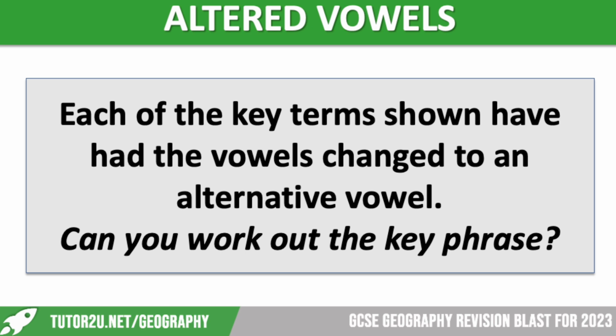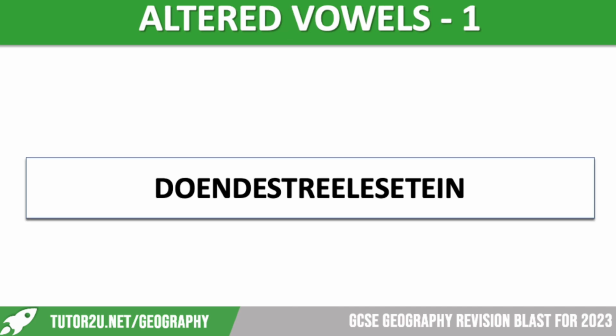So we're now going to move on to a round of altered vowels. Each of the key terms that you're going to see are reasons why the economy has changed in the UK. But each of the vowels in those key terms has been changed to an alternative. You just need to work out what they are. Right, number 1. So a nice long word here, lots of vowels. Just leave it up for a moment for you to try and work it out.